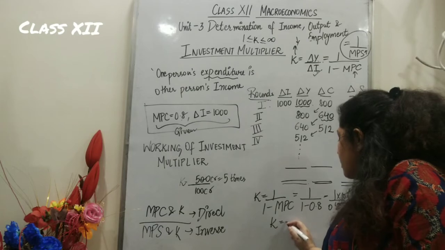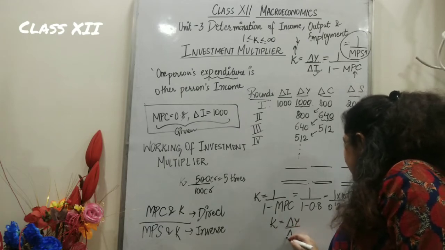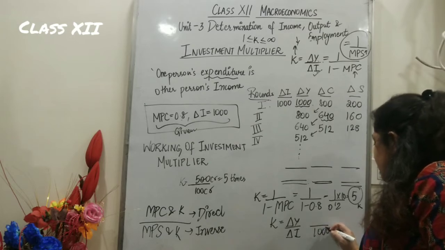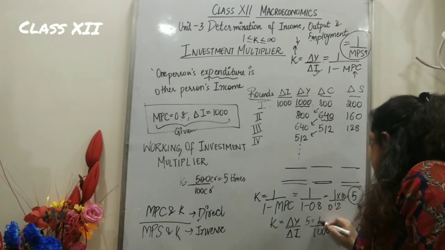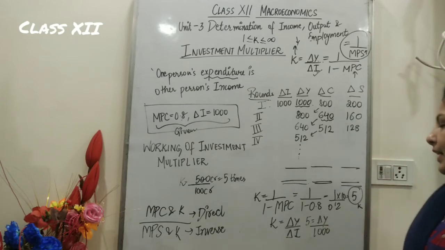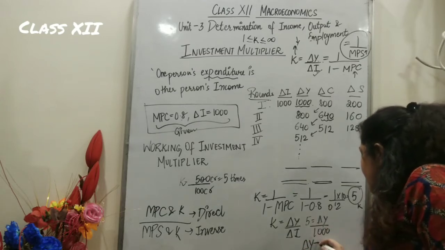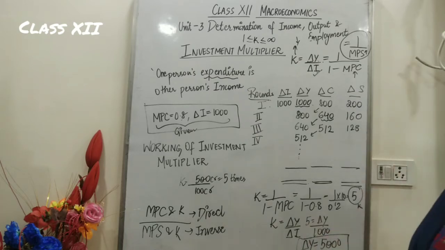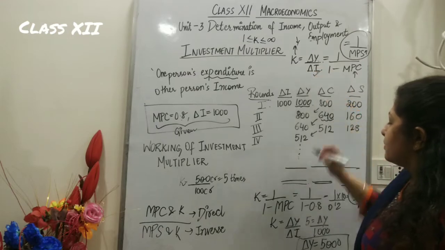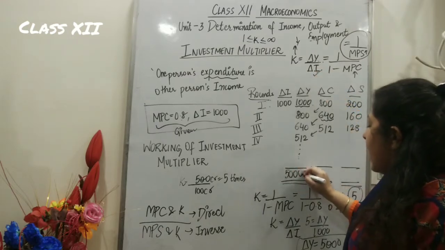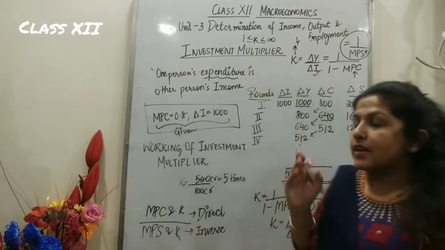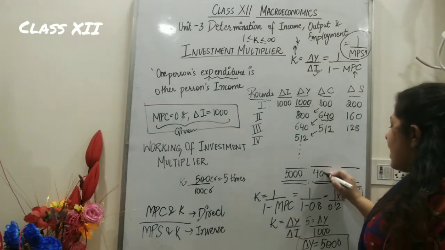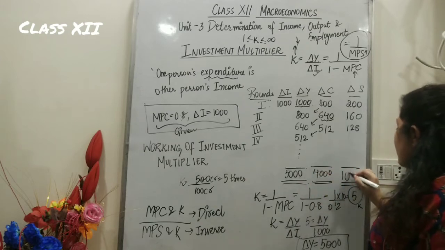K is equal to delta Y upon delta I. You are having delta I as 1000, and K as 5. Can you tell me change in income? Change in income कितना आएगा? You will get change in income as 5000. So this gives you the answer कि change in income कितना आएगा? 5000. And you know MPC is 0.8. He will consume 80% of this 5000, that is 4000, and definitely the remaining amount 1000 will be saved.